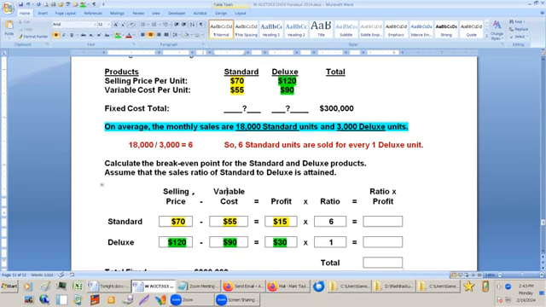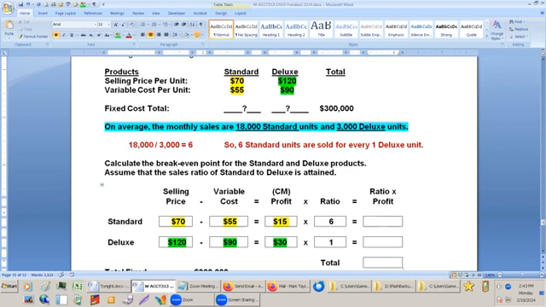Okay, so we're going to make a profit of 15 on the standard for each one. So this is the contribution margin in bookie terms. They would call this the CM, contribution margin. We don't need that. The profit. How much profit are you making on each one? 15 on the standard, 30 on the deluxe. We're selling 6 standard for each deluxe.